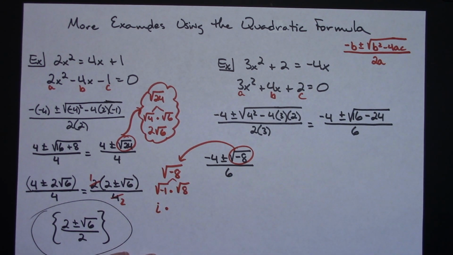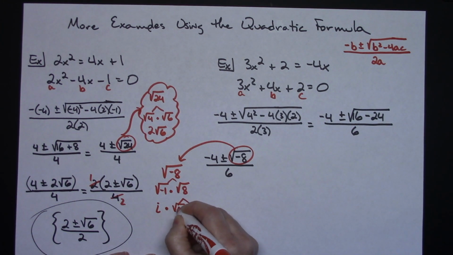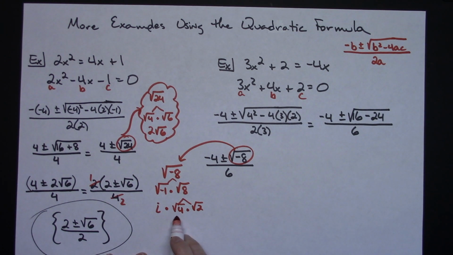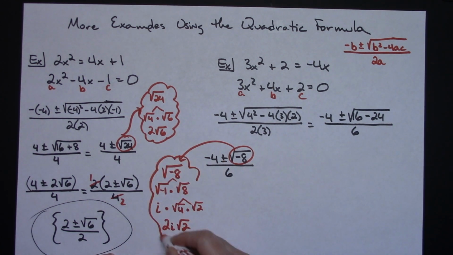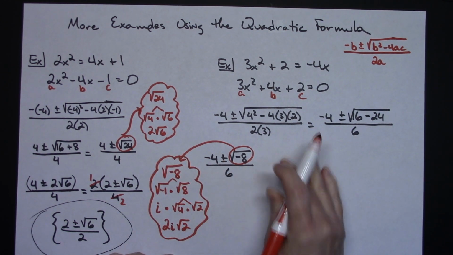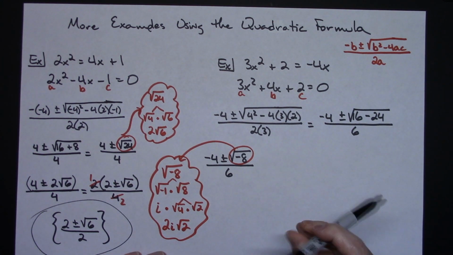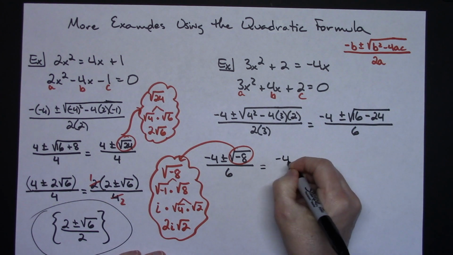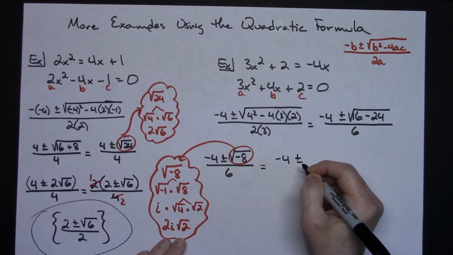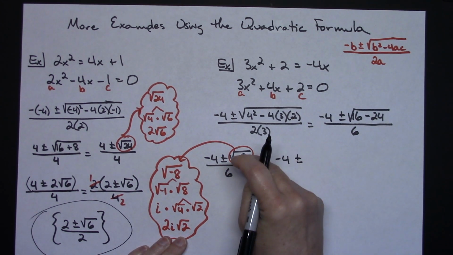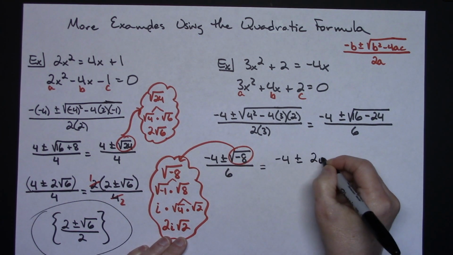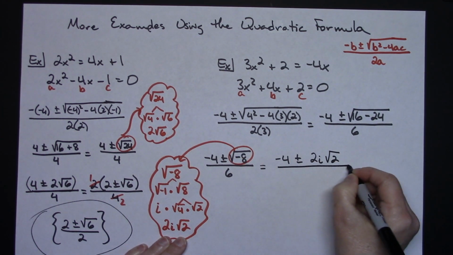Now breaking up the 8, square root of 4 times square root of 2, which makes then this final answer, square root of 4 being 2 right there, so it's going to be 2i square root of 2. So again, I do that outside of my work from my quadratic formula work. Rewriting here, then we'll have negative 4 plus or minus the new answer that we have here for that square root of negative 8, which is 2i square root of 2, all over 6.